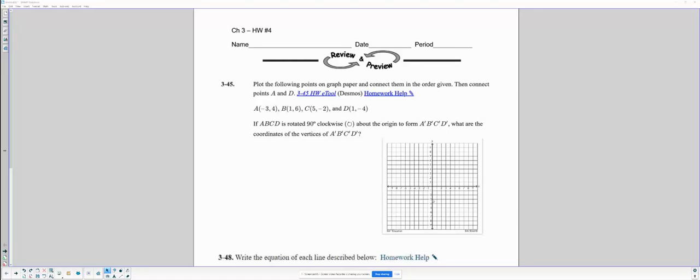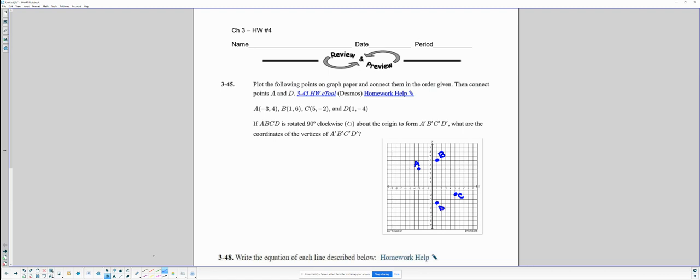Okay, so I'm going to go ahead and graph for number 45. I'm going to graph point A, which is (-3, 4), right there. That's A. B, which is (1, 6), right there. C, which is (5, -2). So 5 right here, -2. And D, which is (1, -4).